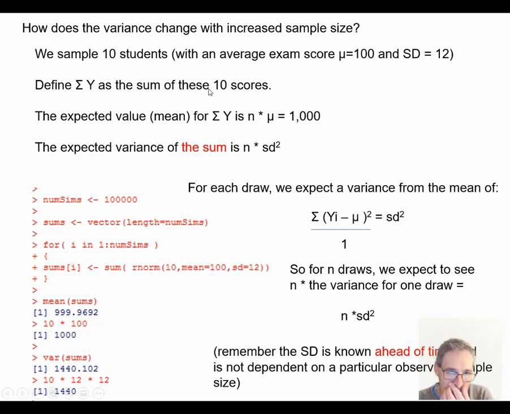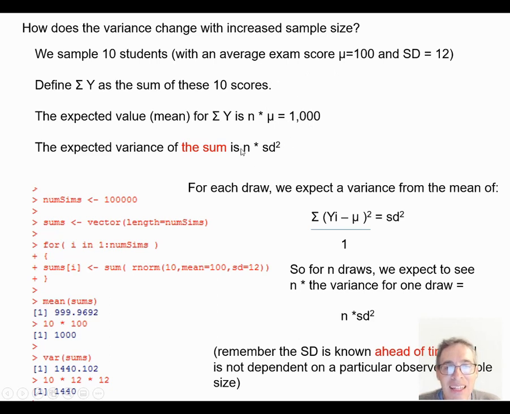So this proof gets a little bit involved, but it's not that difficult to follow. So consider 10 students taking the test, right? And let's define the sum of y as the sum of these 10 scores, right? And so it's pretty easy to see that the expected value of the 10 scores is 1,000, right? So I have 10 students taking the test. I expect each student to get 100. So my expectation of the sum of all their scores is 1,000, right?